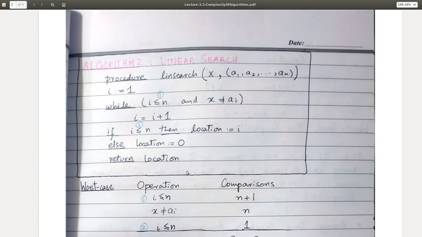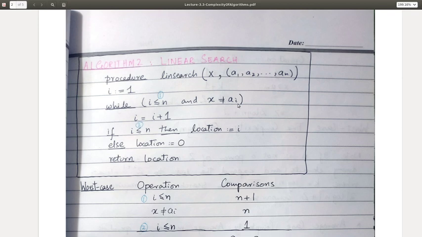So let's talk about the first comparison, i less than or equal to n. This happens n plus 1 times. The reason is you set i equal to 1 first, and so it checks it when i is equal to 1, when i equals 2, up until n. And an extra time that this happens is when you're exiting the loop. When i is n plus 1, this happens one extra time when you exit the loop. So this first comparison happens n plus 1 times.